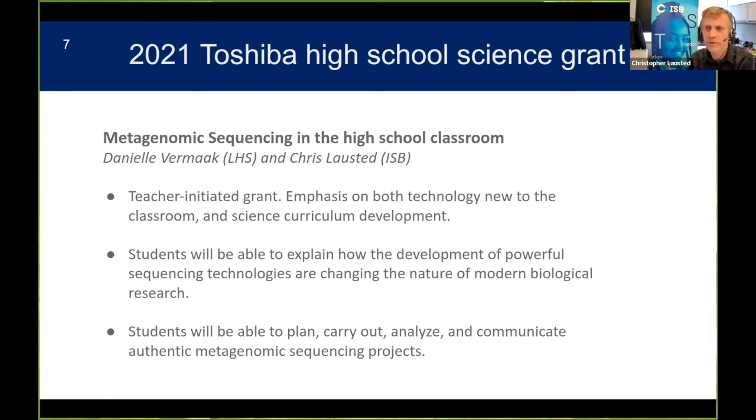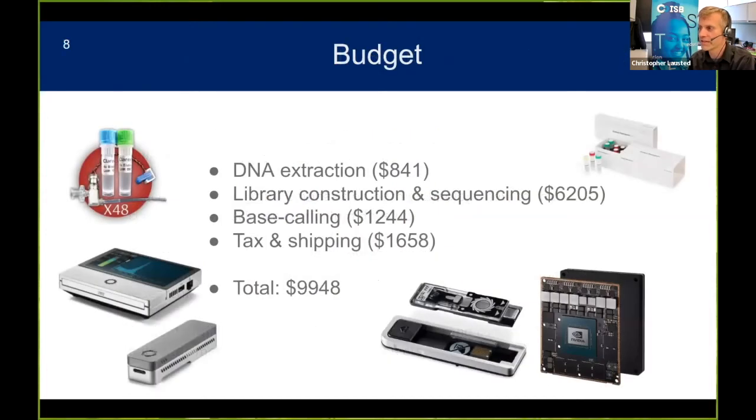So Toshiba was pretty excited about this and funded it. It wasn't a large grant. The very maximum they could give was $10,000. Fortunately, with the new cheaper flow cells and a few other reagent substitutions we came up with a way to do this for 2 classrooms, 64 students in groups of 4 to each do their own sequencing project.